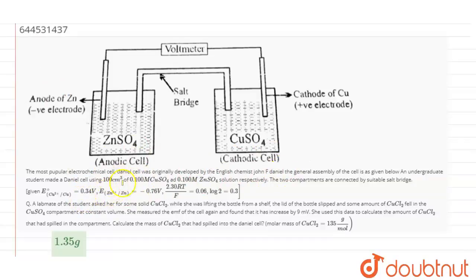The question given here is: a Daniell cell is shown here, and it is told that a student has prepared it, and the volume given is 100 centimeter cube. Then the molarity of the copper sulfate is 0.1.